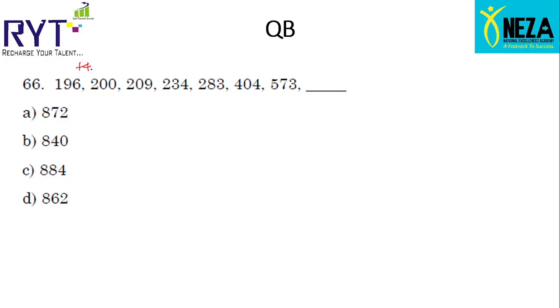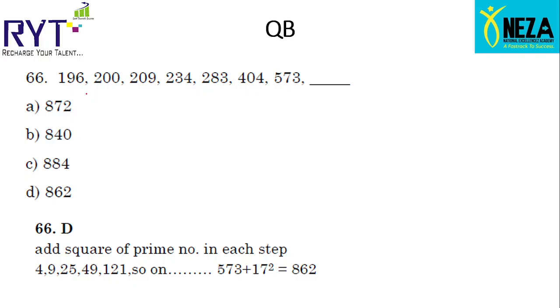196 plus 9, 25, 39. Observe here carefully. 196 plus 4, 200 plus 9, 209 plus 25, 234, plus 49, plus 121, 40. So we got the logic that this is square is added.